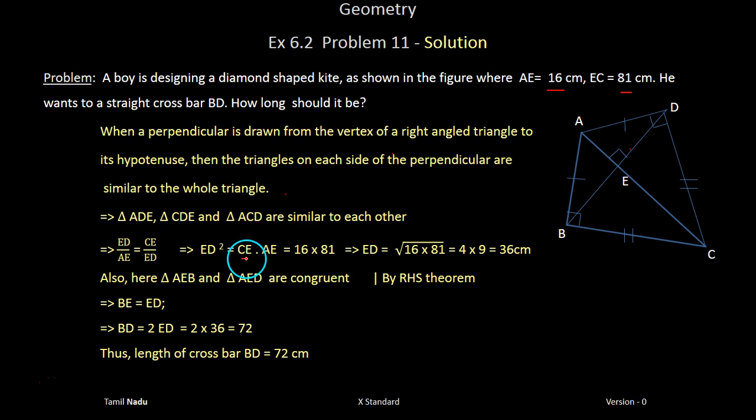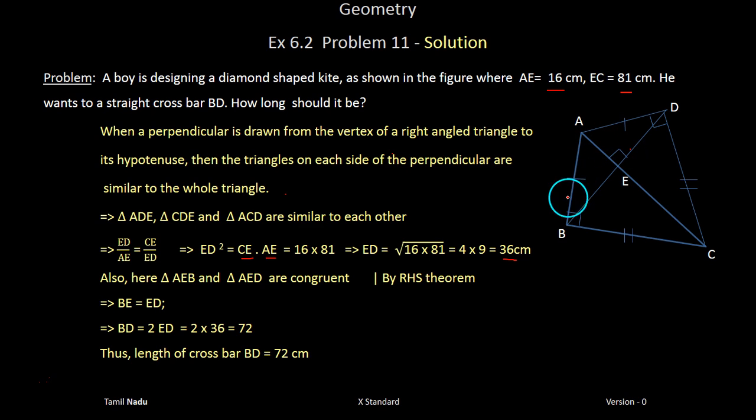But we know CE, that is CE or EC is the same, 81 centimeter, and AE we know is 16 centimeter, right? So ED square will be 16 into 81, or ED will be equal to the square root of 16 into 81. Square root of 16 is 4, and square root of 81 is 9. So 9 fours are 36 centimeter. So ED equals 36 centimeter.